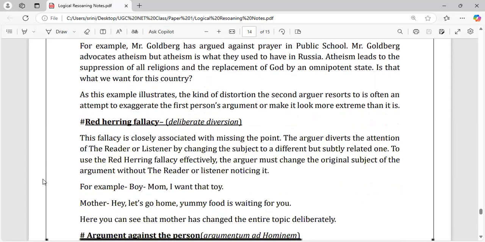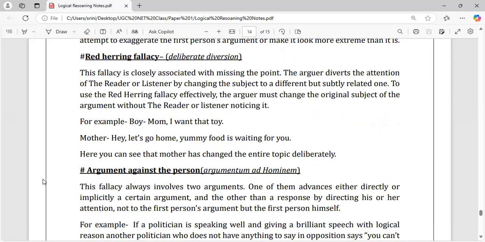Then the red herring fallacy, also called deliberate diversion. This fallacy is closely associated with missing the point. The arguer diverts the attention of the reader or listener by changing the subject to a different but subtly related one. To use the red herring fallacy effectively, the arguer must change the original subject of the argument without the reader or listener noticing.